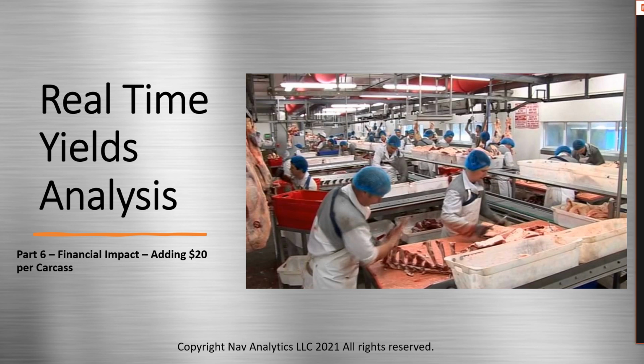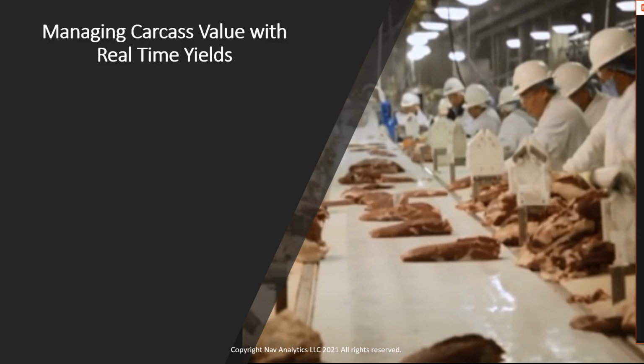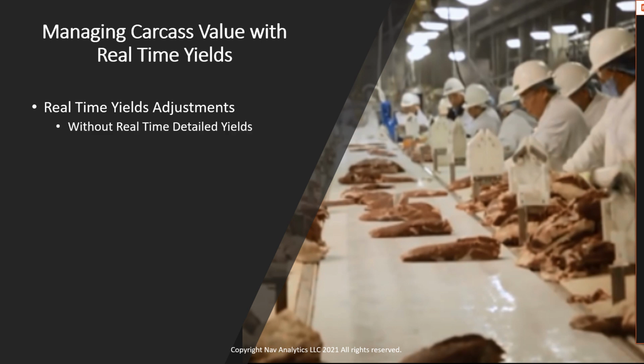Real-time yields analysis, part 6: financial impact, adding $20 per carcass. Managing carcass value with real-time yields. Real-time yields adjustments. Without real-time detailed yields, we don't have an accurate picture of our fab yield performance.